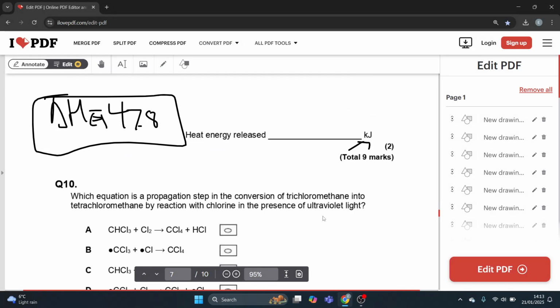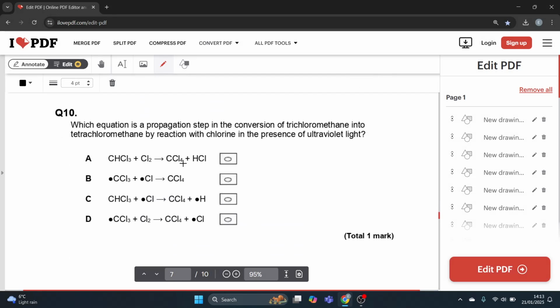Okay, let's carry on. Question 10, which equation is a propagation step in the conversion of trichloromethane into tetrachloromethane by reaction with chlorine in the presence of ultraviolet light? Propagation step, well, A, that's nothing, there's no free radical propagation. B is termination. C is a propagation, but you form a hydrogen free radical, therefore it cannot be correct, therefore the answer must be D.